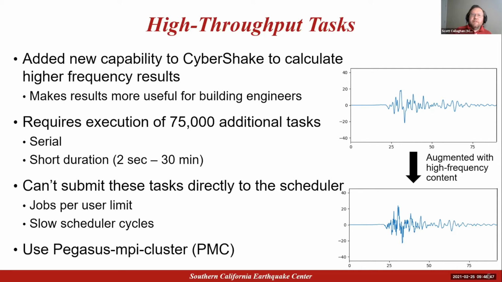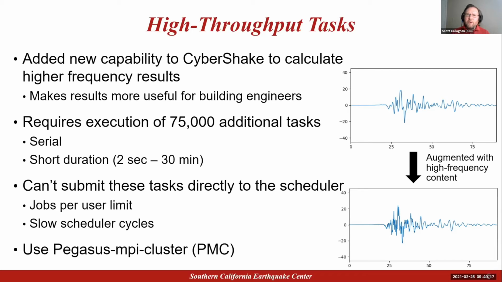Well, we can't just submit them to the scheduler on the cluster, right? There are a couple of reasons. One is that usually there are policies. You can't put maybe more than 50 jobs in the queue at a time. And the other problem is that schedulers usually have a cycle of about 5 minutes. So what would happen, right, is you'd put your 2-second jobs in the queue, they'd start up, they'd exit, and now you have to wait 4 minutes and 58 seconds before another set of jobs can run. And so it's not practical for getting this work done quickly.